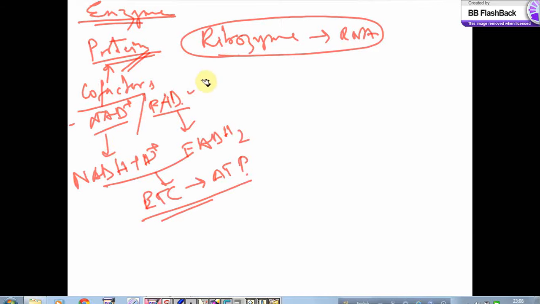Sometimes this vitamin B1 also works as a cofactor. I'll be discussing all these details about these vitamins and these cofactors in my other videos, but in this case I will be very much concentrated towards basically the enzyme kinetics.